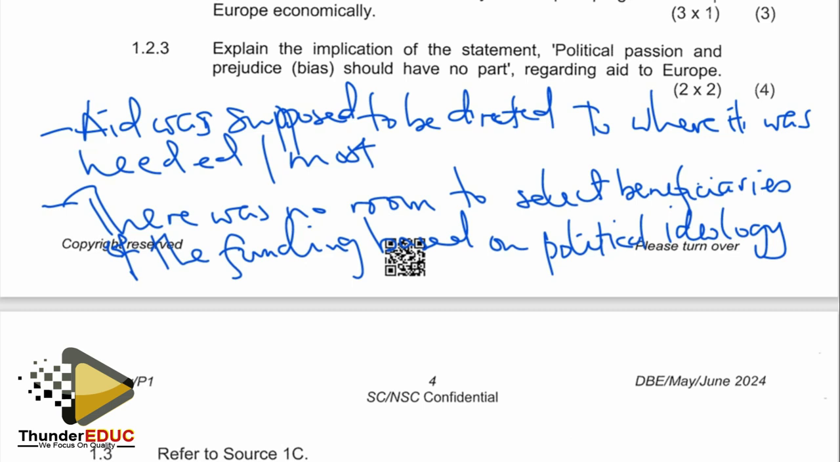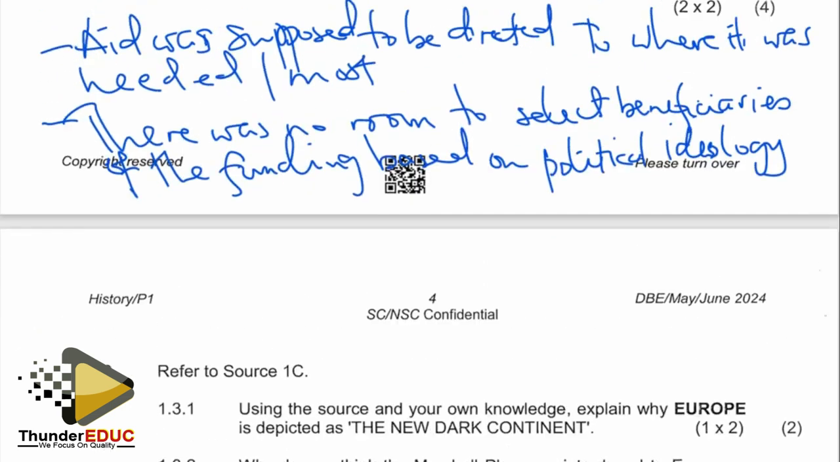We were just supposed to assist whoever was supposed to be assisted, whether they were coming from the capitalistic world or the communist world. As long as they have applied for the funding, they were supposed to get the benefits of the funding. So basically, that is the intent, that is the basic meaning of that historical statement. Right, we move on to the next question.